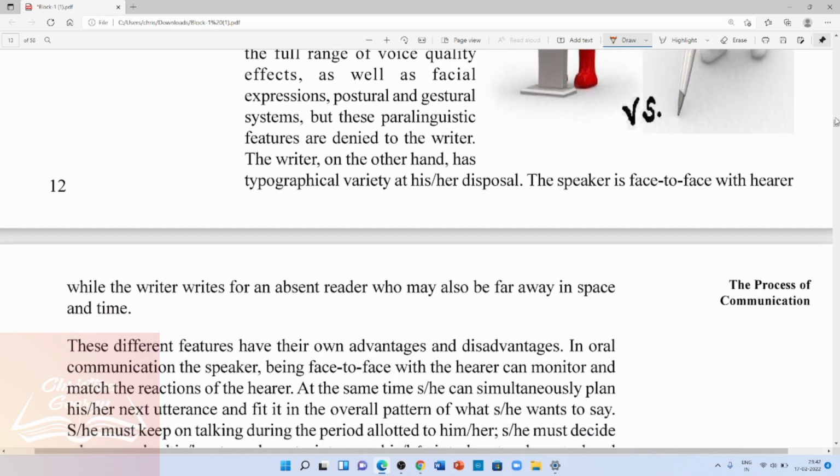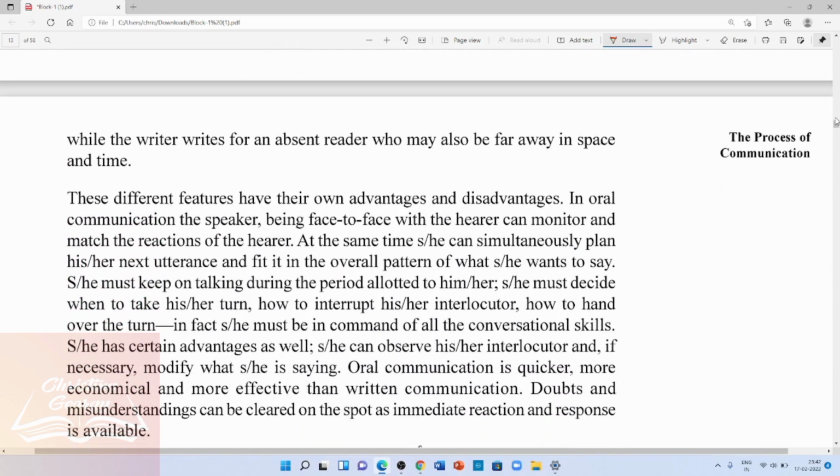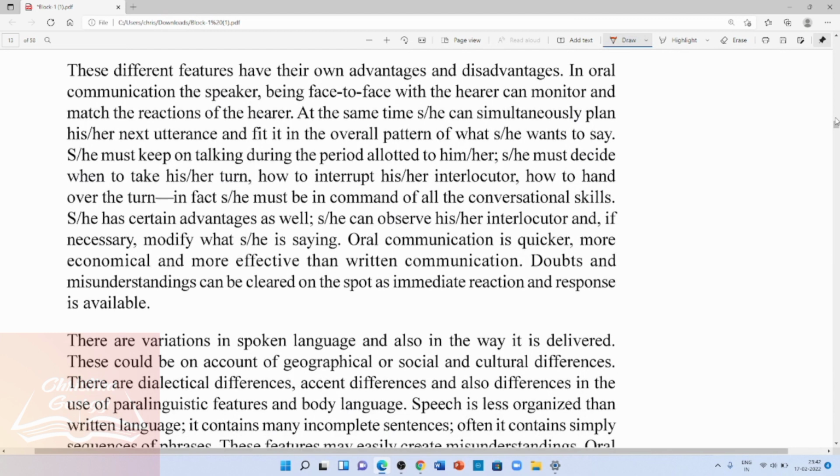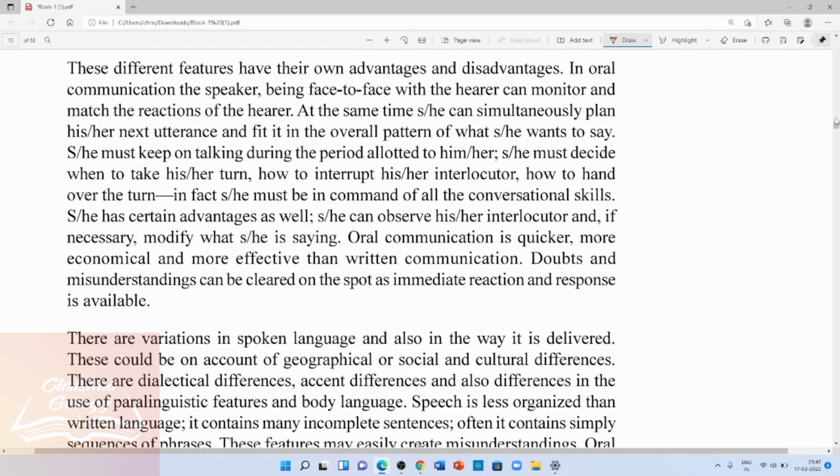Now let's look at some of the advantages of oral communication. In oral communication, the speaker can monitor and match the reactions of the hearer. Oral communication is quicker, more economical, and more effective than written communication. Doubts and misunderstandings can be cleared on the spot as immediate reaction and response is also available.